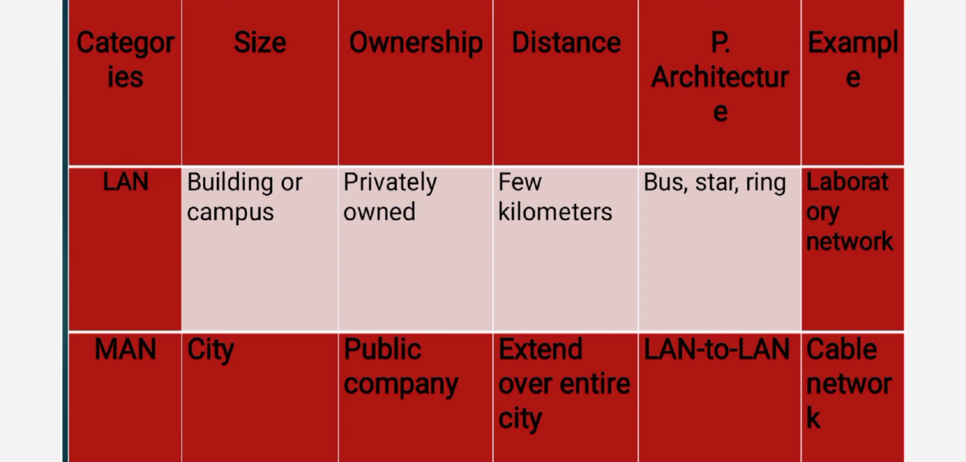And the next is the metropolitan area network. The size of the metropolitan network is the city. In Cauayan City, if they have a metropolitan network, the whole of Cauayan is connected in this network, and the ownership is a public company or the government. And the distance is the entire city. Just like what I said earlier, it is the whole city. So the physical architecture is LAN to LAN. And the example of this is the cable network.